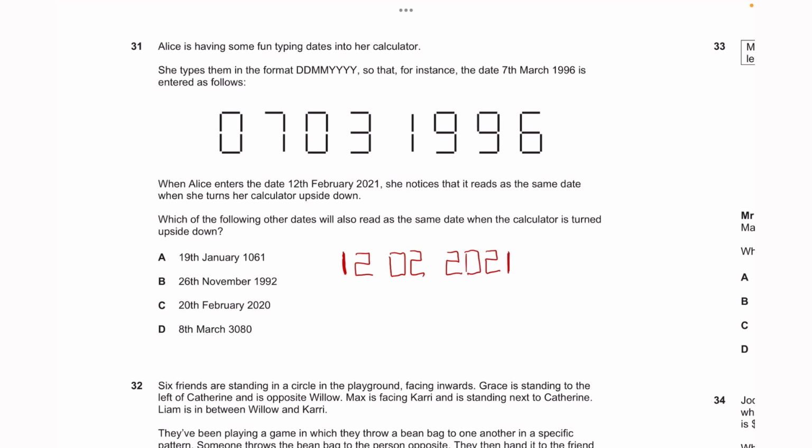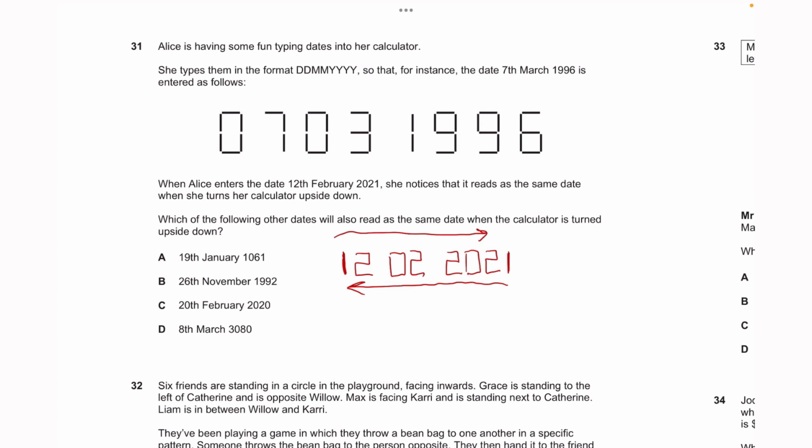21. And so if we read it this way, we can definitely see it says 12th of February 2021. And if we actually turn it around as well, it reads 12th of February 2021 upside down. So that actually works. Now what we've got to do is go through and see which of the following does the same thing when it is turned upside down. This really does involve a bit of similarity, but also a visualizing question, because we have to flip it to see if it works.